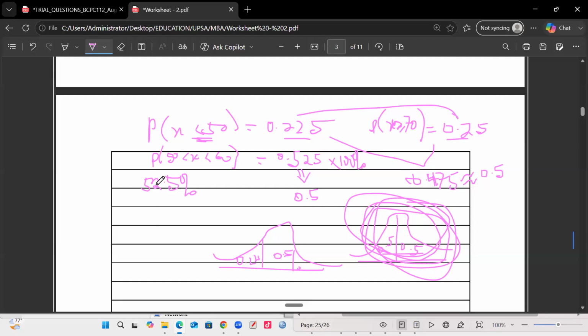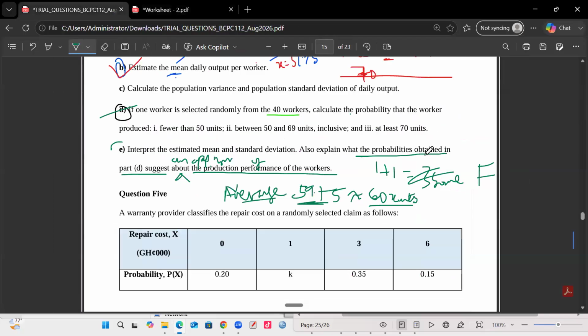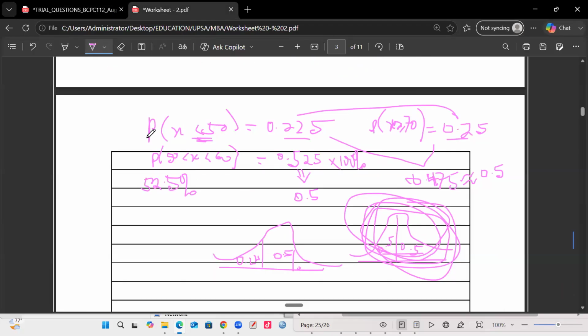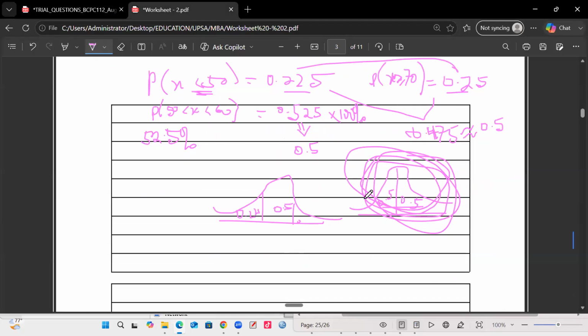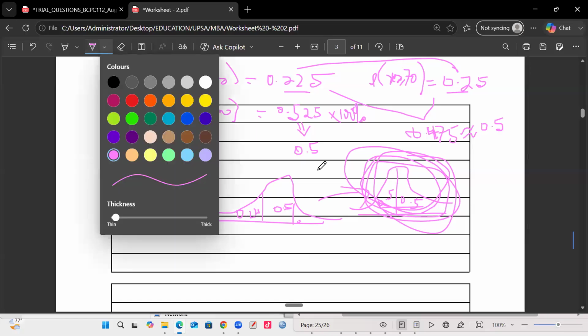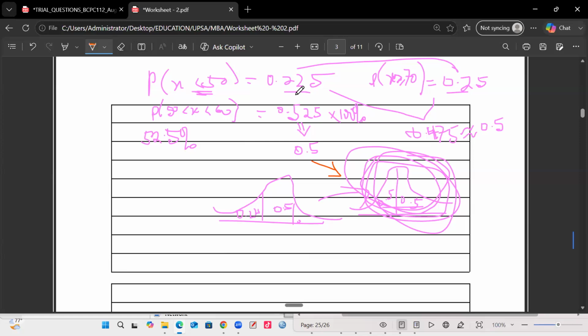So we should explain what the probabilities obtained suggest about the production performance. One, all the three probabilities together suggest that there is an approximate normal distribution of the production performance of the workers, or they suggest the production performance of the workers are normally distributed. That is one. And now we have to go and explain each of the figures. All of them combined suggest a normal distribution, which we have done here. Now, individually, what do they mean? We will say 52.5% of the workers.